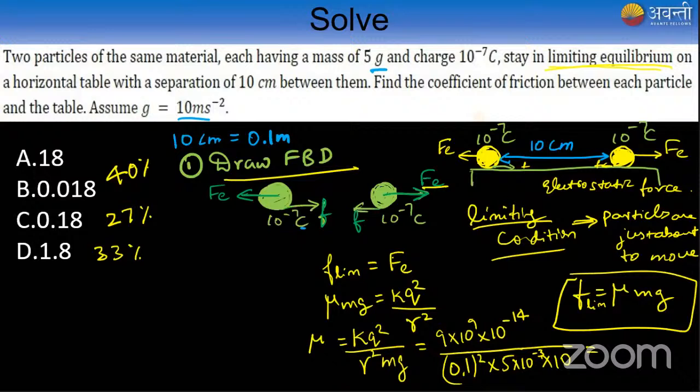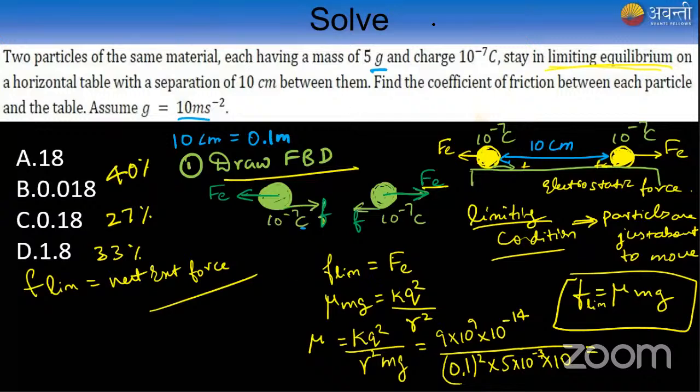Now what is the limiting equilibrium condition? Particles are just about to move, they did not move yet. At that moment, the friction they get is the limiting friction. So the limiting friction F limiting is equal to Fe, the net external force. We'll make a point of that: limiting friction F limiting is equal to net external force. So net external force is my Fe.